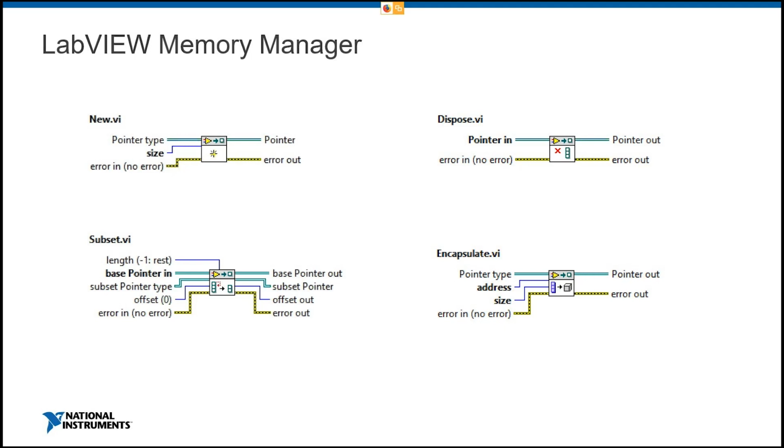And then I also included an encapsulate function. If you have a third-party DLL that returns a U64 pointer, and you want to encapsulate that into one of these pointer objects so you can manipulate it with this library, you can do that as well.